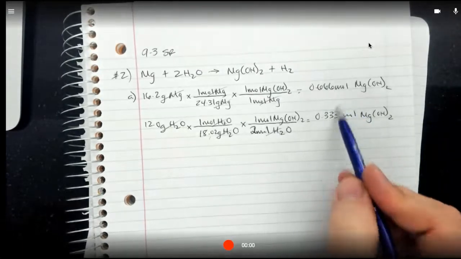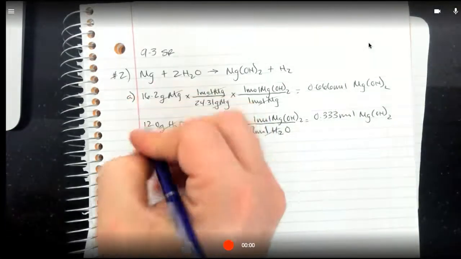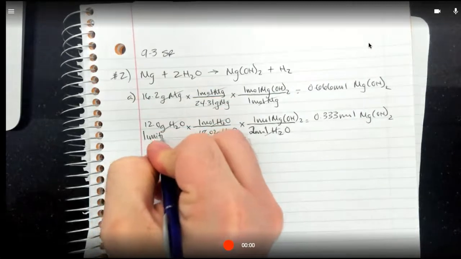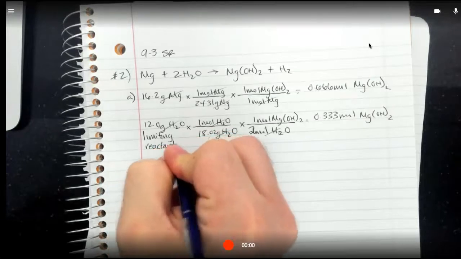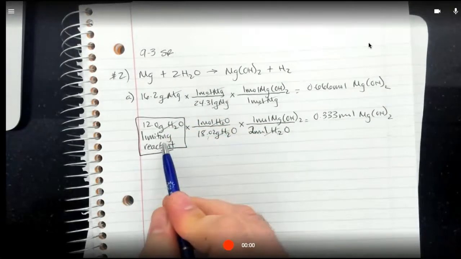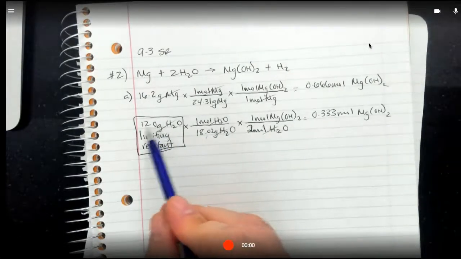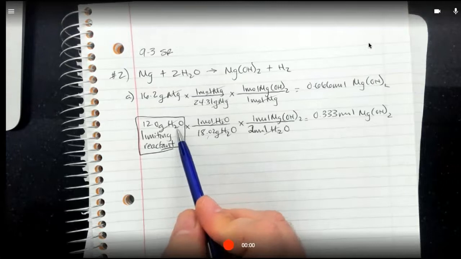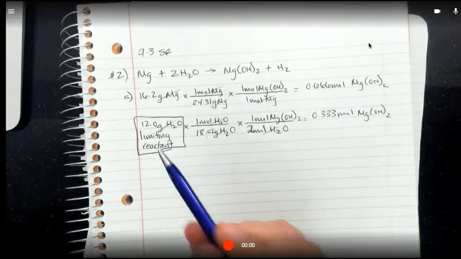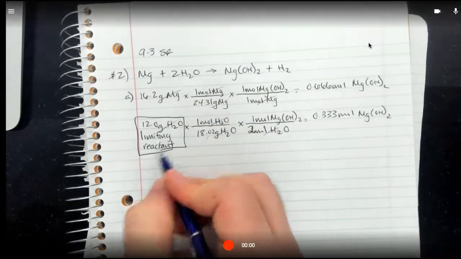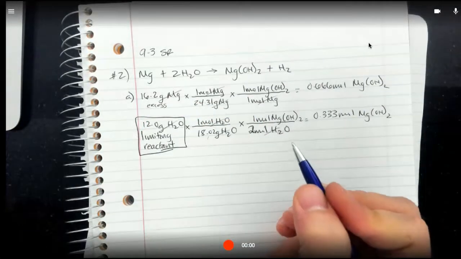So the smaller value between these two indicates the limiting reactant. That means our 12 grams of water would be our limiting reactant. Make sure you are indicating the limiting reactant, not the product. So once this 12 grams of H2O gets used up, the reaction stops. So this limits how much product can be produced. If this is our limiting reactant, then magnesium would be our excess reactant.